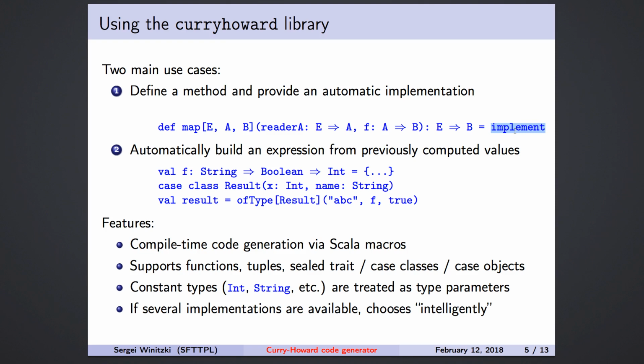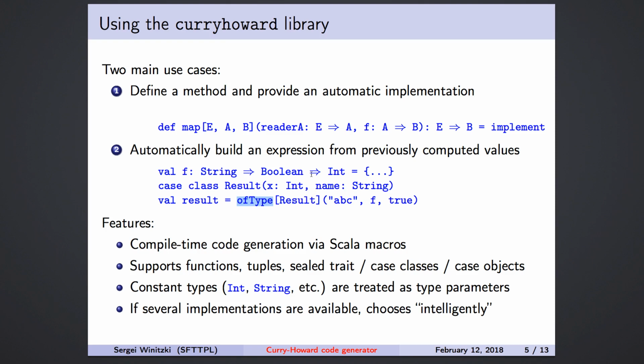Another API is called Offtype. So this is an illustration of Offtype. Now Offtype is different because it can have extra arguments. So here's the situation. You have a case class which has an int and a string. And you're supposed to produce a value of this case class. And you're given f, which is a function of funny type signature from string to Boolean to int. You're given a string, and you're given a Boolean, and you're given an f. So how do you get a result out of it?